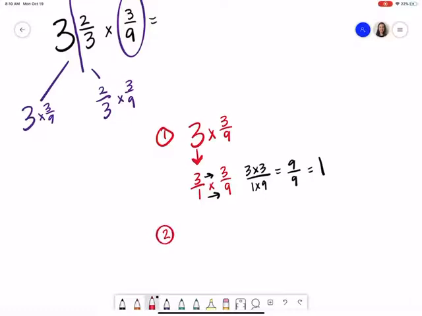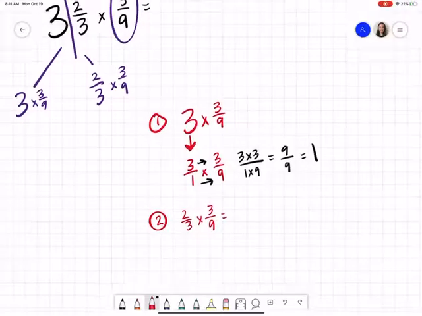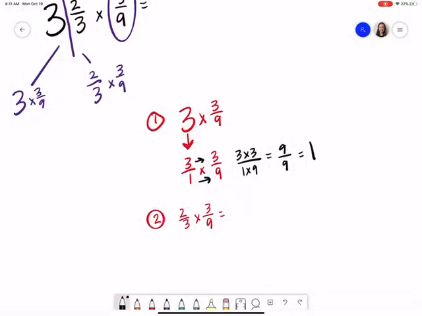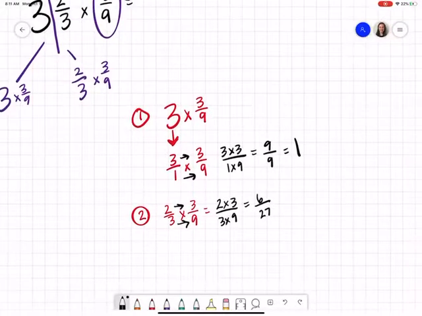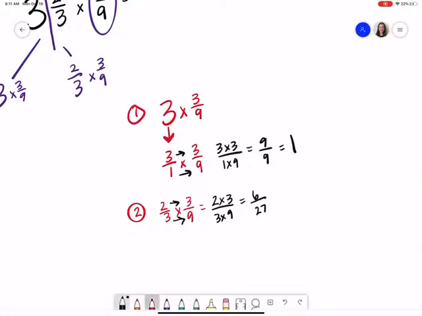Our second is 2/3 times 3/9 equals. Since they're both fractions, we can go ahead and multiply across the top. 2 times 3 equals 6. 3 times 9 equals 27. All right, now I'm on my very last step.